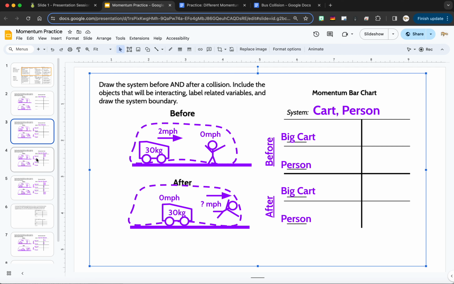The first thing I want to do after labeling these, and if you haven't labeled these yet on your own copy, go ahead and pause it. It's up to you whether you want a picture or not, but you definitely need these labels here before we go on.